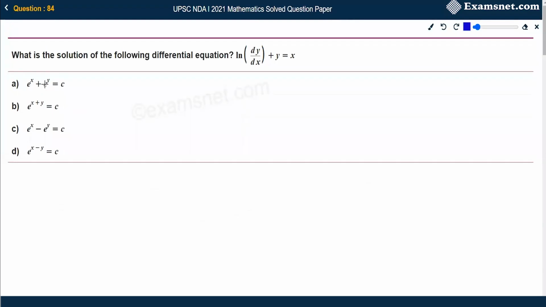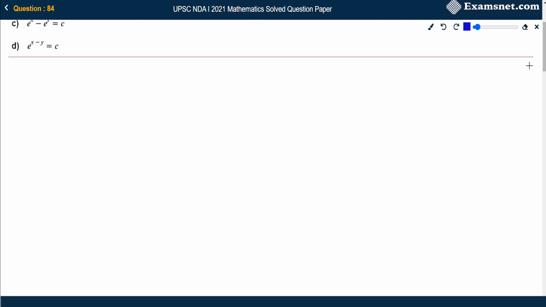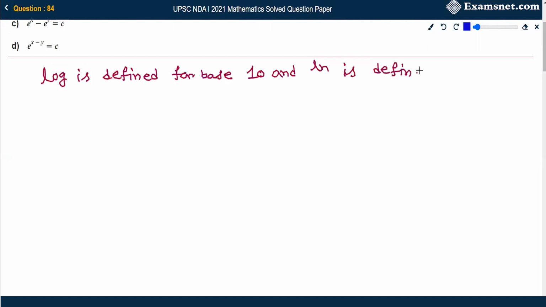In question number 84, it is given: what is the solution of the following differential equation? ln dy dx plus y equals x. First, let me tell you, log is defined for base 10 and ln is defined for base e. Okay, now here the given equation is ln dy dx plus y equals x.